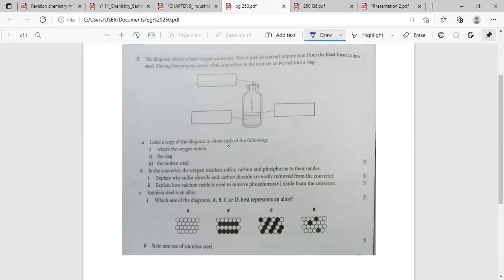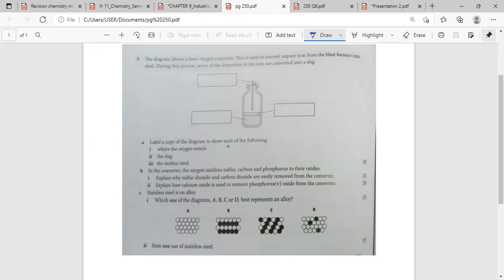The diagram shows a basic oxygen converter. This is used to convert impure iron from the blast furnace into steel. During the process, some of the impurities in the iron are converted into slag. Basically this is what you have learned before. It's the basic oxygen process. Now label a copy of the diagram to show each of the following. So you can draw the diagram. It's quite a simple one, and then you label it.